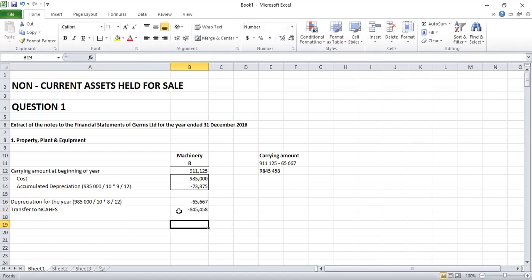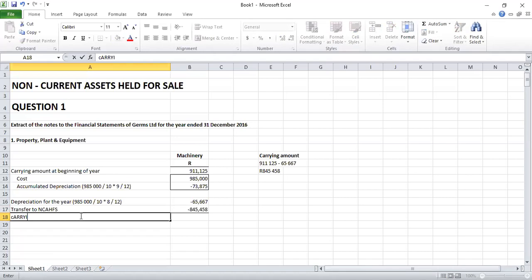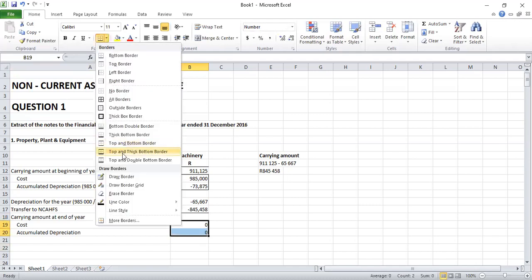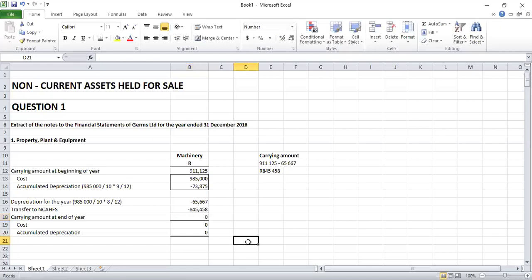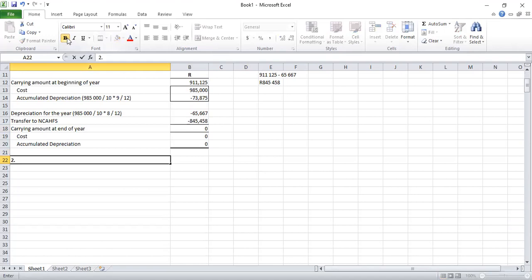Right. Then we get our carrying amount at end of year, which will be made up of cost and accumulated depreciation. What will be our cost at end of year? It would be nothing. Perfect, because this asset has been transferred to non-current assets held for sale. But it's not always that it will be zero. If we had other machines that are still being used, they would make up the carrying amount at the end of the year. Then that would be the note on property, plant, and equipment. Any questions there? No, good on that one.